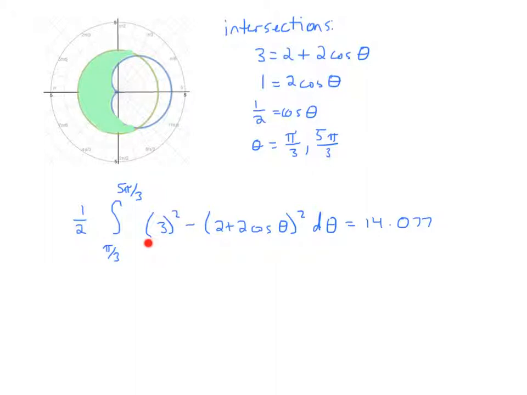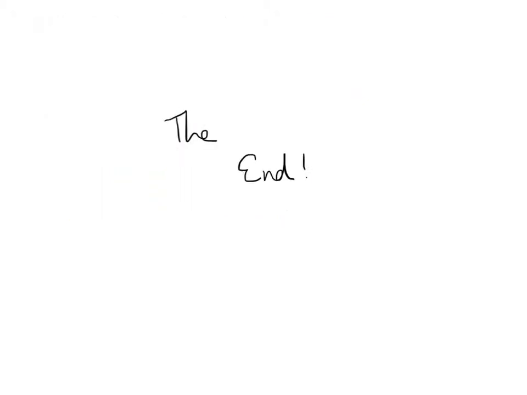1/2 the outer function squared, so 3 squared, minus the inner function squared, which is this one, which is 2 plus 2 cosine theta squared. And then d theta, evaluating that with calculator, we get 14.077. And that is it for polar integrals.